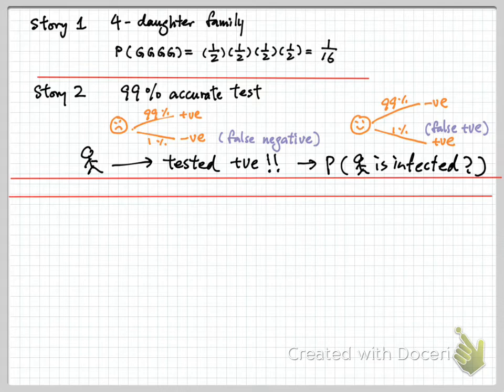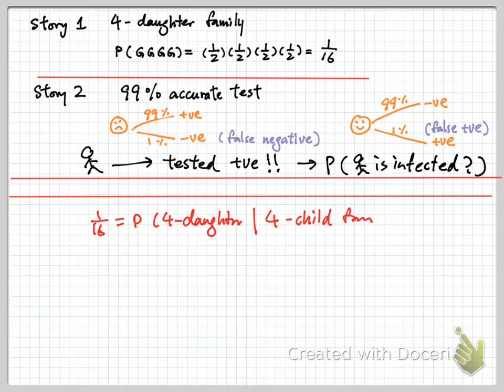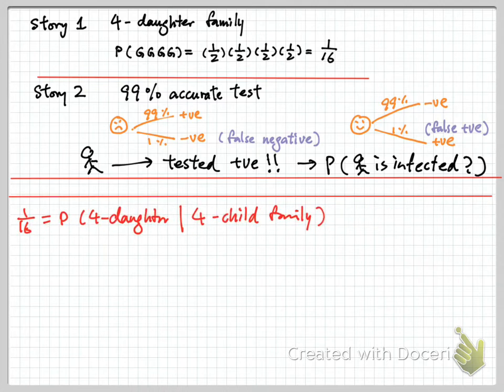In story number one, the 1 over 16 is not the percent of four-daughter families. 1 over 16 is the percent of four-daughter families given there are 4 children in the family, given a 4-child family. When you do this calculation, there is a hidden given condition, a hidden assumption that there are 4 children in the family. If we collect all the 4-child families and look at the gender of the siblings, we discover that among the 4-child families, 1 out of 16 will have 4 girls, 4 daughters. That is correct.